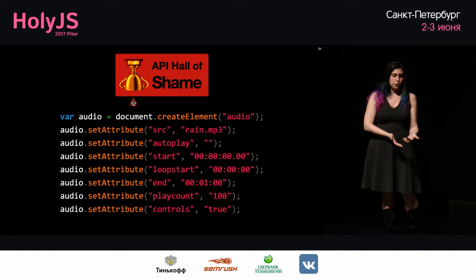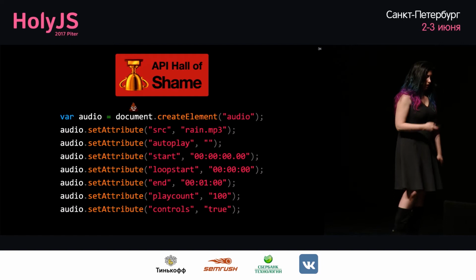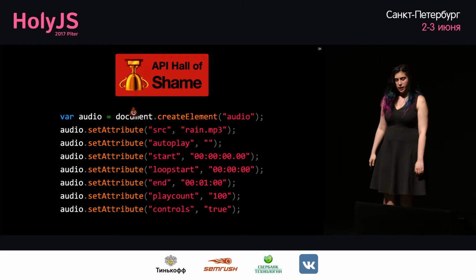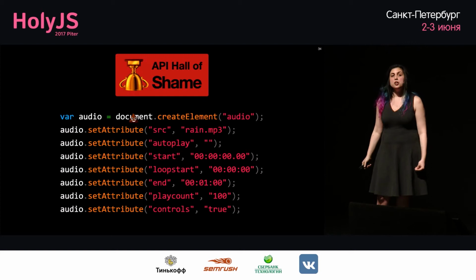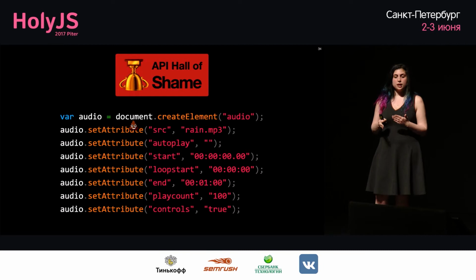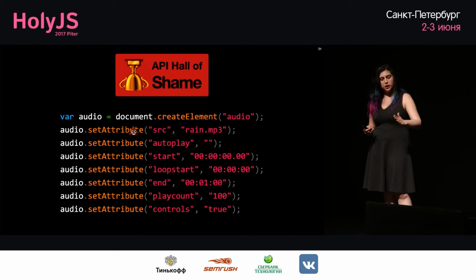I mean, that's what you do if you create an element. You often have to set a lot of attributes on it. I won't even ask how many of you have done this. I know it's probably all of you. It's so repetitive, and it's not just tedious to write, but it also hinders understanding of this code, because when somebody else comes and reads this code, they have to mentally parse it and ignore that the first part is this repetitive audio.set attribute.